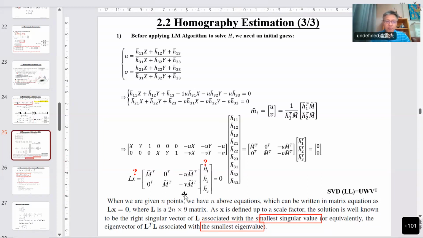Okay. So based on L, you try to solve it using singular value decomposition. If you have many eigenvalues, the one closer to zero, because the close-to-zero eigenvalue will let this one become zero, corresponds to the eigenvector. The eigenvector is your H. So you got the solution H.